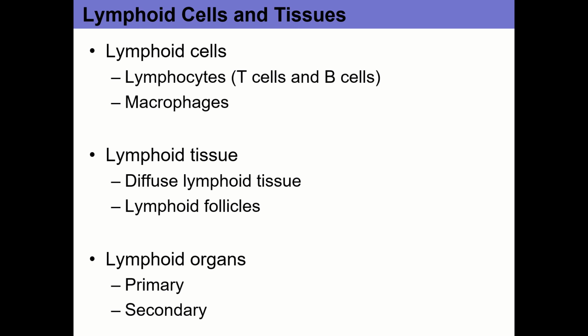This is something we'll talk about here in a second. Mucosa-associated lymphoid tissue, which is MALT tissue, includes the tonsils, and then there's also little collections of MALT tissue in the small intestine and the appendix.